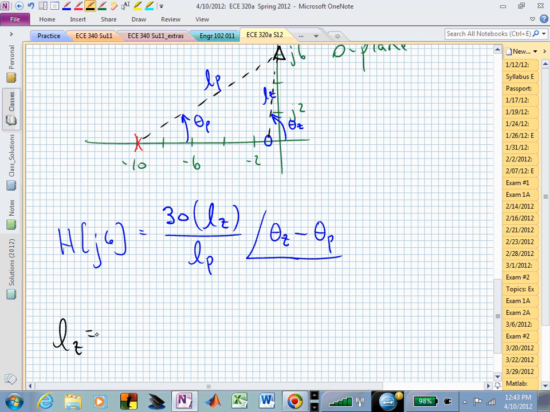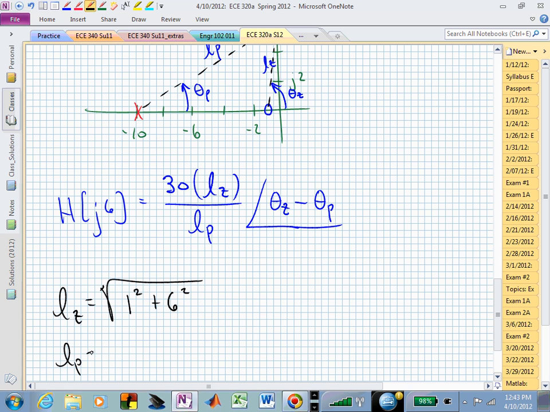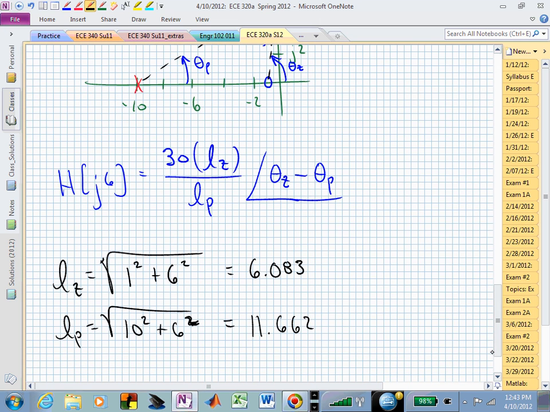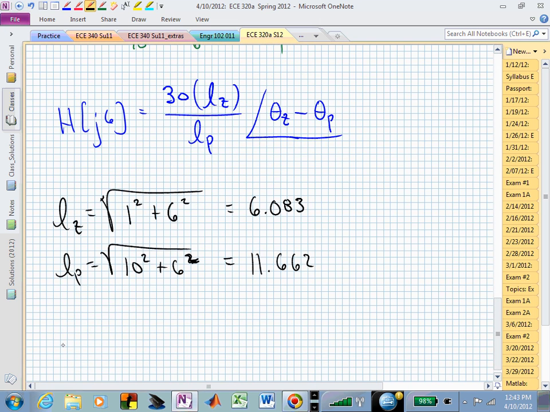Meaning L sub z, if it's not clear already, is the square root of 1 squared plus 6 squared. L sub p is the horizontal distance squared plus the vertical distance squared under the radical, so 10 squared plus 6 squared. The square root of 37 is a little bit more than 6, which makes sense. That's the square root of 136, which is a little bit bigger than 10, or 11.662.